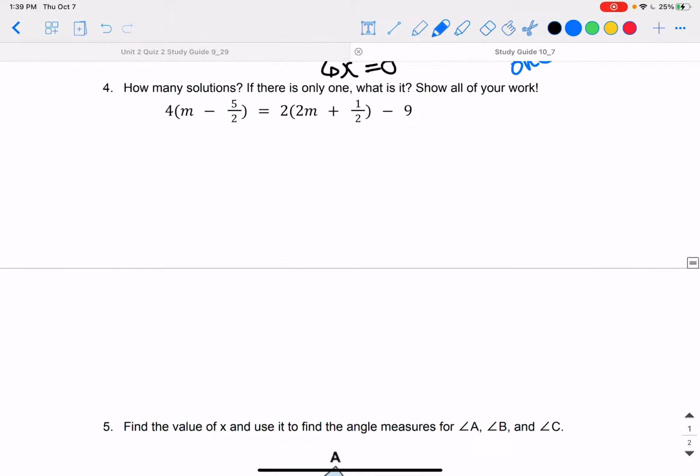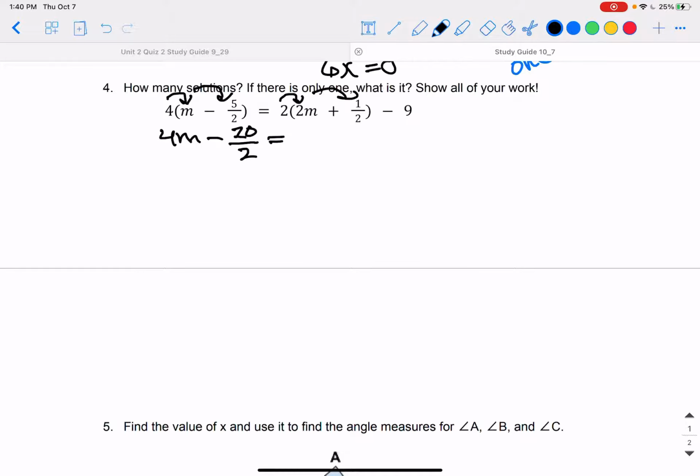Alright, so this one I'm going to go about it the same way. I'm going to distribute this. So 4m minus 4 times 5 halves. So I'm going to distribute the 4 to the 5. So 4 times 5 is 20 over 2. Distribute this as well. Don't forget the equal sign.